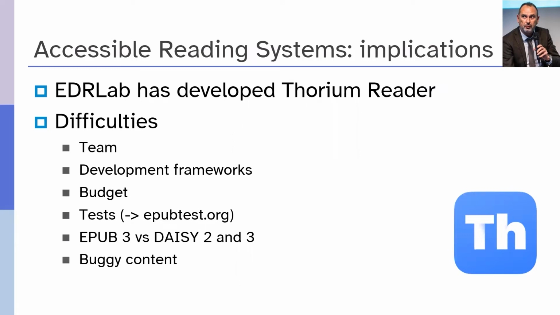So, what are the implications of developing accessible reading systems? You have seen that at the EDR Lab we have an experience with that, with Thorium Reader, which is running on Windows, Mac and Linux. So the difficulties we encounter. First, the development team must be aware of accessibility and must even become an expert in accessibility, which takes time. And it's difficult to find developers, but developers who can become expert in accessibility is, well, complex.